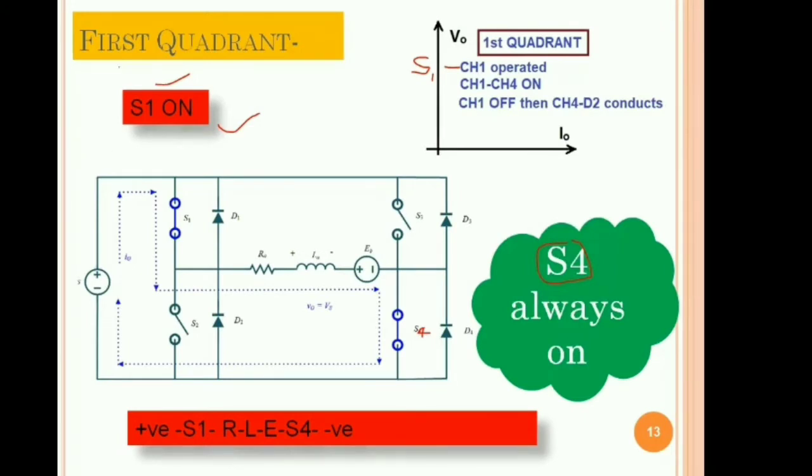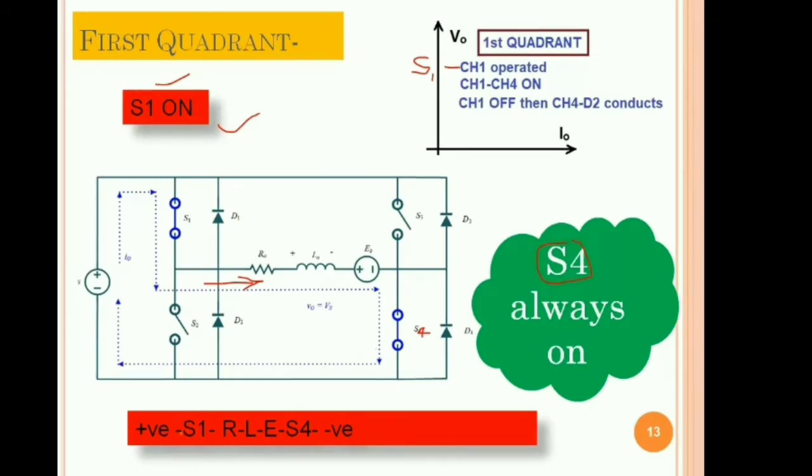Now the first quadrant operation, where switch S1 is on. The direction of the current flow is mentioned in the dotted line. See the blue dotted line. The direction of the current flow is like this. So the direction of the current flow is the same as the reference direction. We assumed this is the reference direction, I naught. So the current direction is the same as the reference direction, and therefore there is a positive current.